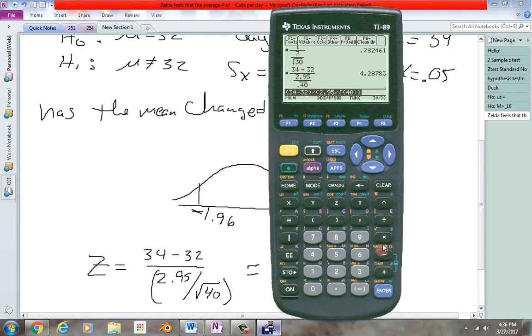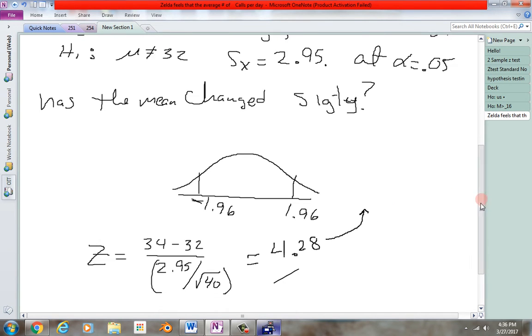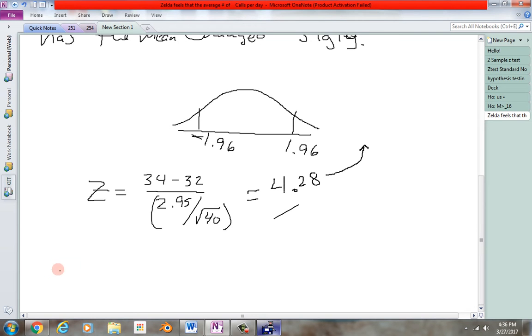Enter. I got a z-score of 4.28. Are you freaking kidding me? Do you see where that's at? That's way out here. That's freaky. If H naught is true. Therefore, what I'm going to do is reject H naught.